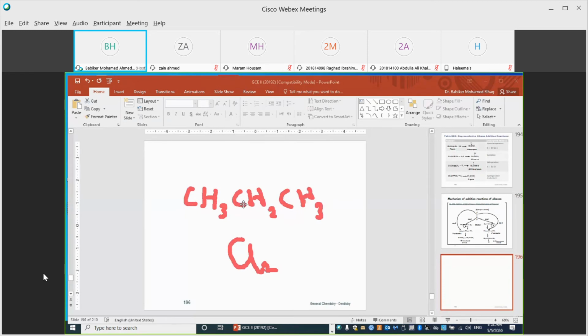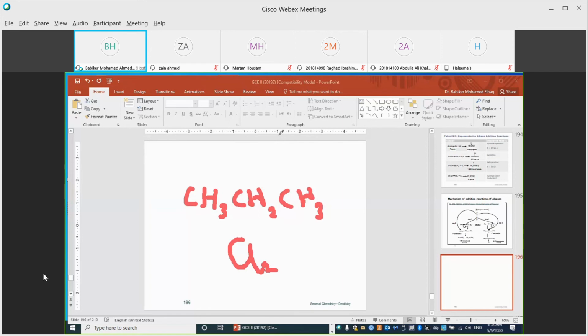So it is the same as in propene, but in propene the reagent is hydrogen chloride. You have to be careful about this. If we use propene, we have to add hydrogen chloride gas. If we use propane, we have to add chlorine gas in the presence of UV light or high temperature. So both reactions will give 1-chloropropane plus 2-chloropropane.